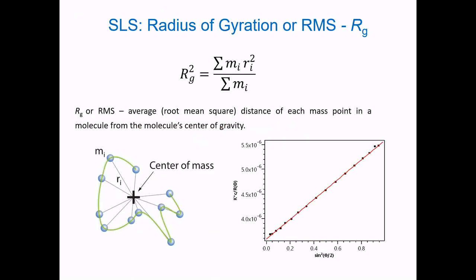Since the first part of this webinar focuses on size and shape characterization of soft particles, let us look at the difference between both radii. Radius of gyration, also more correctly called root mean square radius, is determined by static light scattering measurements from the slope of the line representing the angular dependence of scattered light. Physically, radius of gyration represents the average distance of each mass point in a molecule or particle from its center of gravity, and it is described by this equation.